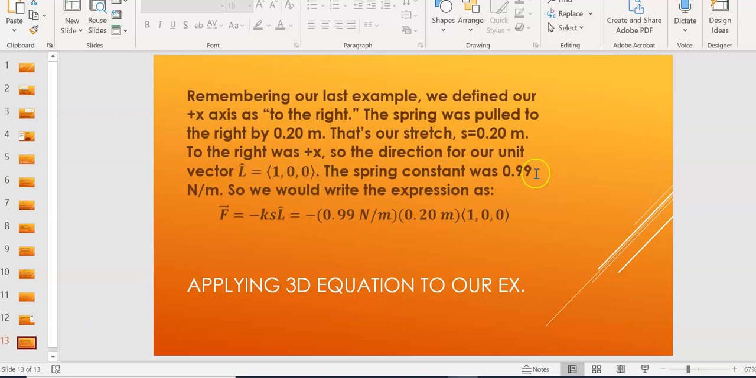Now the spring constant was 0.99 newtons per meter. So we could write our expression for 3D, F is equal to minus k s L hat this way: minus 0.99 times 0.2 meters times 1, 0, 0, okay? Using that unit vector notation that we've already learned.